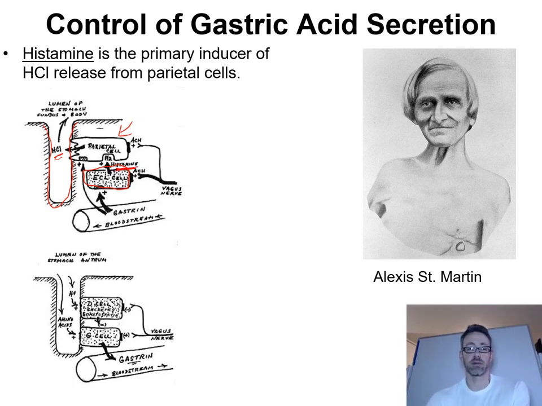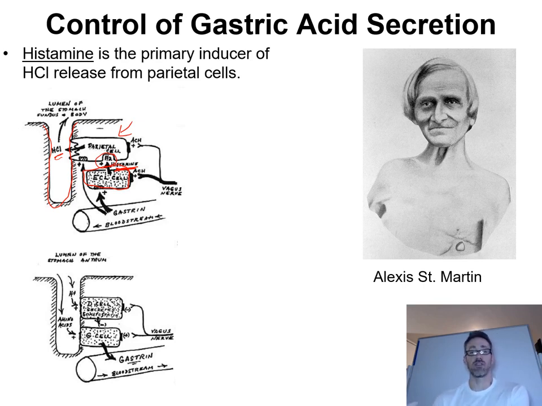ECLs release histamine, and the histamine locally moves over and binds to the parietal cell. The parietal cell contains H2 receptors. These are histamine receptors. So it's an H2, a subtype of the histamine receptor. And so histamine then binds to the H2 receptors of the parietal cell and induces hydrochloric acid release. And this is actually one of the primary ways in which parietal cells are triggered to release hydrochloric acid.